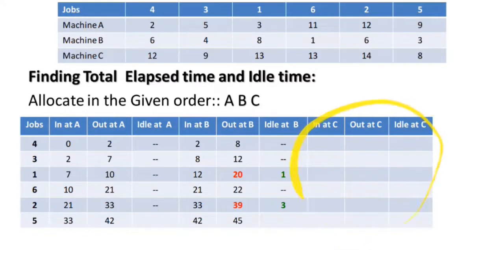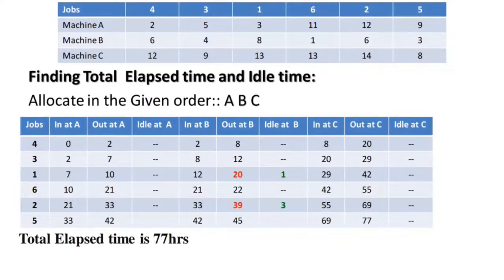Considering machine C, you can see that the in time at C is the out time at B. So this 8 and then this 12 becomes 20, and the table is as shown. Here 8 plus 12 becomes 20 and 20 plus 9 becomes 29. In a similar way, calculating the table, at the completion of the 77th hour, all the processes A, B, C will be completed. Hence the total elapsed time is 77 hours.